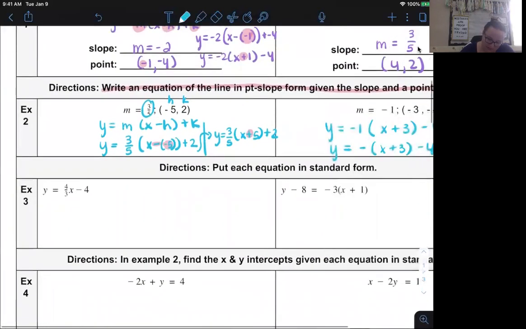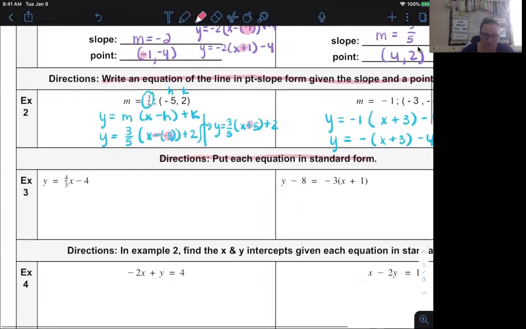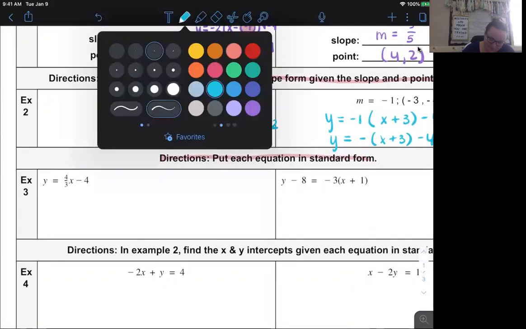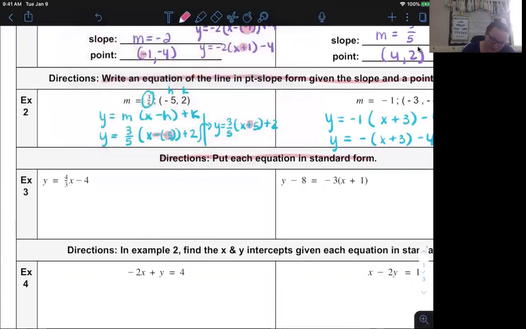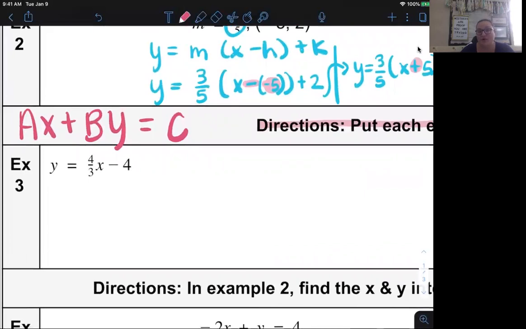So in example 3, our directions are put each equation in standard form. So I just want to remind you that standard form is ax plus by equals c. So we need to put this equation, y is equal to 4/3 x minus 4, into standard form. Right now, the line is actually in, you guessed it, slope-intercept form. It's in y equals mx plus b form. So now we're going to put it into ax plus by equals c, or standard form.